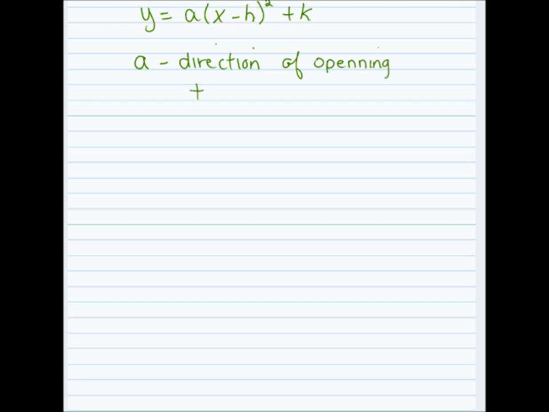So positive a opens up. Negative a opens down. A also affects our step pattern. So we know from other videos that our step pattern is generally 1, 3, 5, but a then becomes the multiplier.